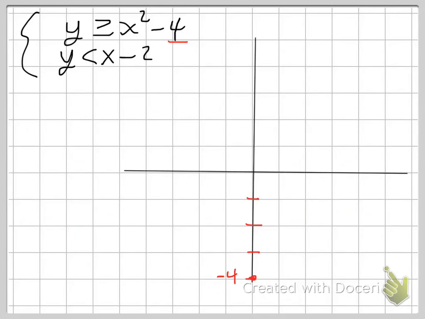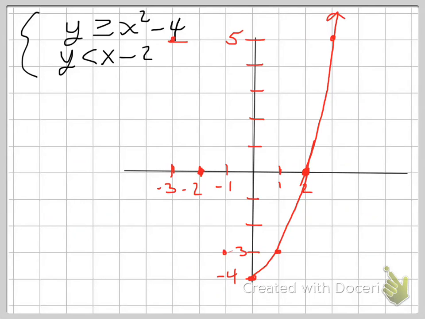Its vertex is going to be at the bottom here at (0, negative 4). If we plug in 1 and negative 1, we're going to get outputs of negative 3. And then if we plug in 2 and negative 2, we're going to get outputs of 0. And then if we plug in negative 3 and 3, we're going to get outputs of 5. So I realized that I made a mistake when I was graphing that, so I shouldn't have that point over there. I already erased it.